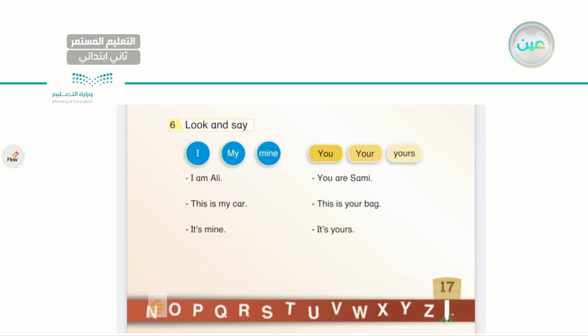I am Ali. This is my car. It is mine. And we'll be doing the same for you. You, your, yours. You are Sami. This is your bag. It is yours. So here we have the pronoun, the possessive adjectives, and the possessive pronouns.